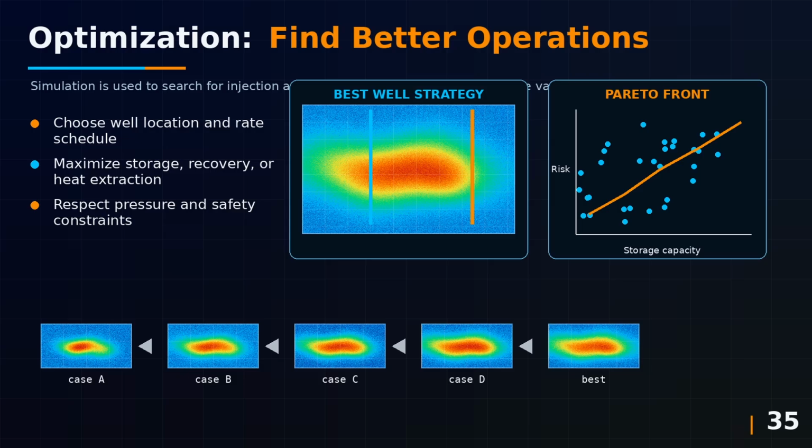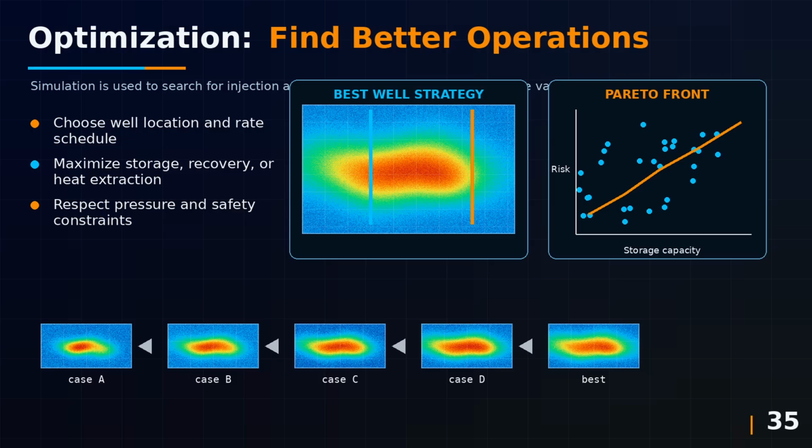Optimization is powerful, but we must be careful. The best solution for one deterministic model may fail under uncertainty. Therefore, robust optimization is often more useful. Robust optimization tries to find strategies that perform well across many possible geological scenarios. This is especially important for subsurface energy projects where uncertainty is large and operational safety matters.